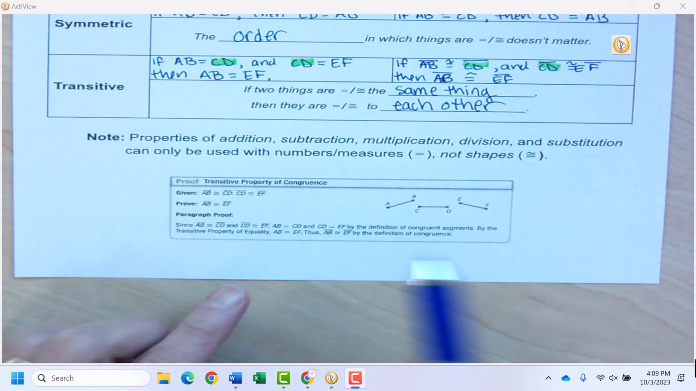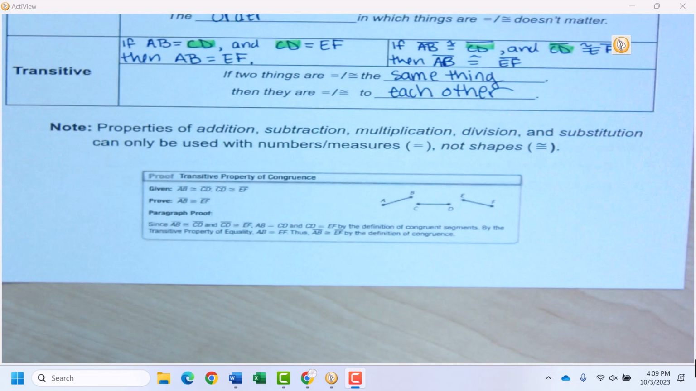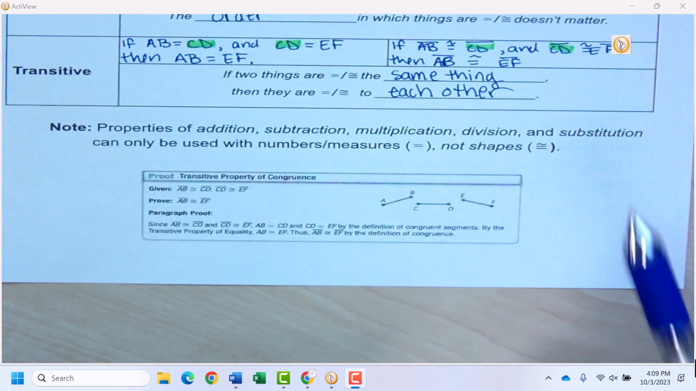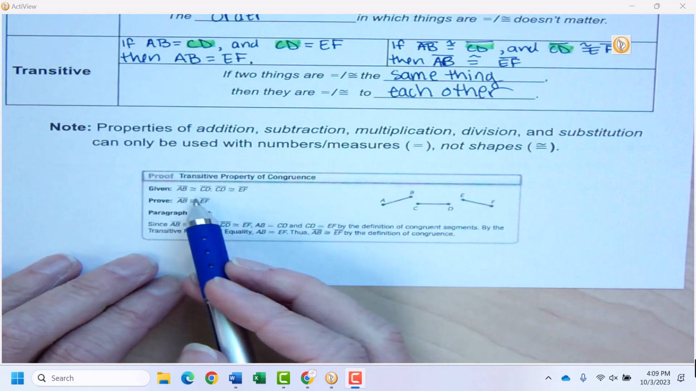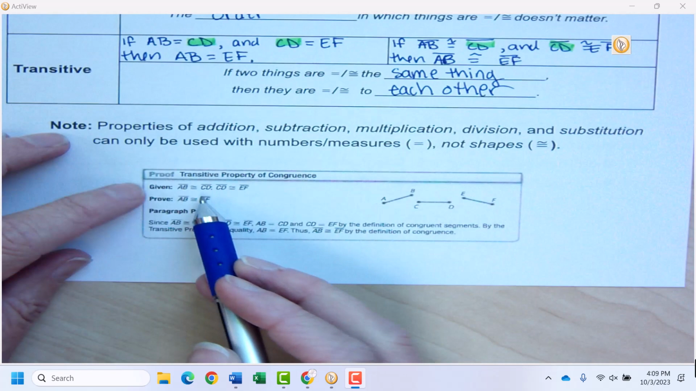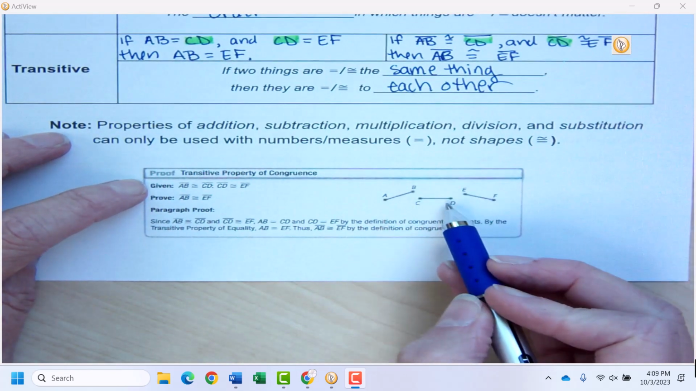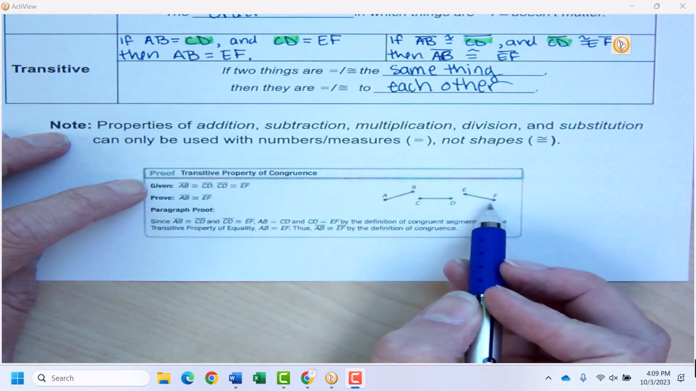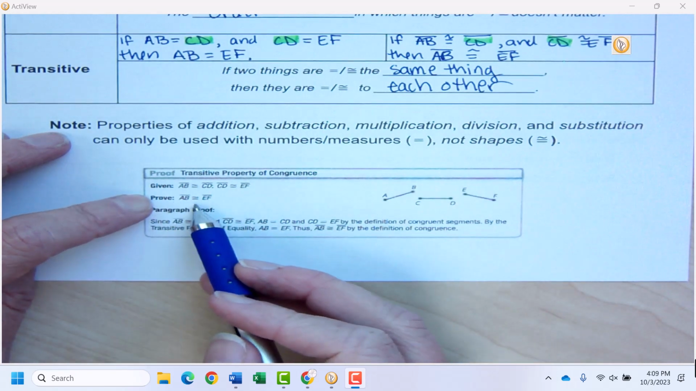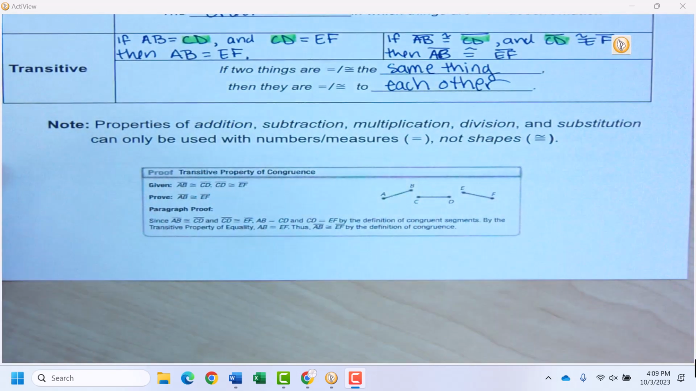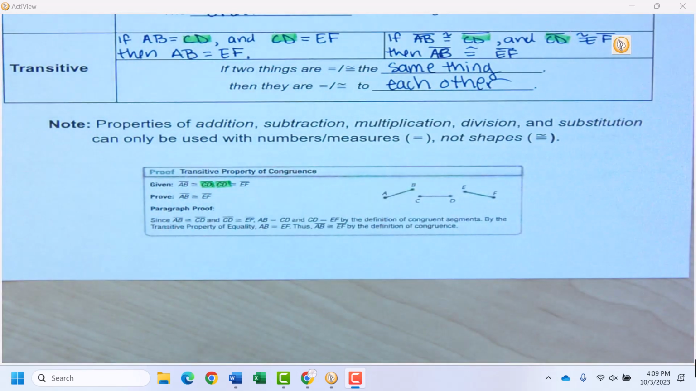Let's take a quick look at a little proof that's in your textbook that proves the transitive property of congruence. Now, they use the transitive property of equality to do that, but let's just take a look. So if we're given this information that segment AB is congruent to segment CD, and segment CD is congruent to segment EF, we can use a property of equality to prove that segment AB is congruent to segment EF. Again, we're just proving that transitive property of congruence.